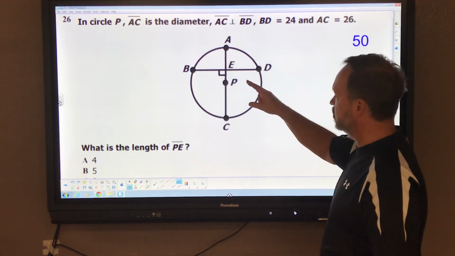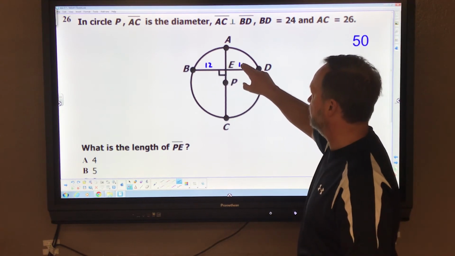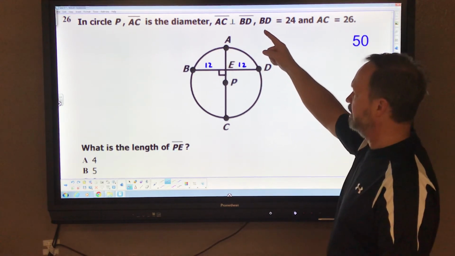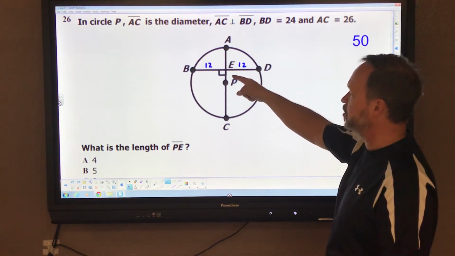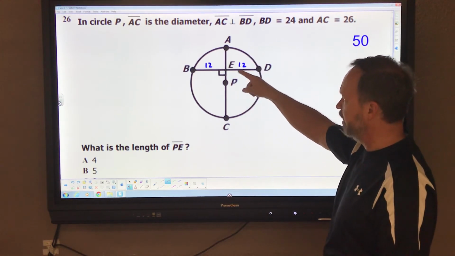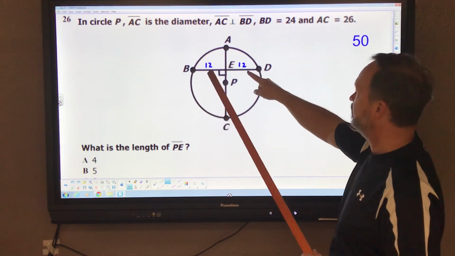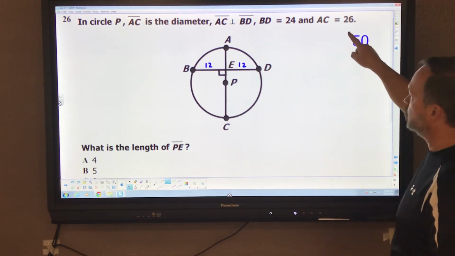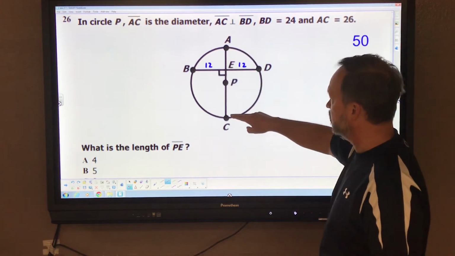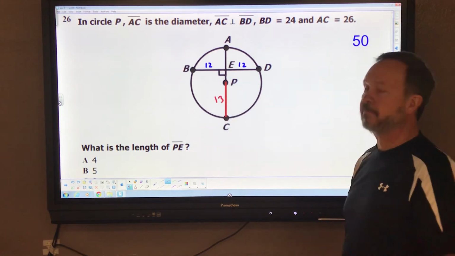So I'm just going to put this little, if BD is 24, one of the things we know is that that's 12 and that's 12. In other words, when a chord intersects a radius or a diameter and creates a perpendicular situation, then the diameter or the radius bisects the chord. So if that's 24 in all, it's 12 and 12. They also tell me that AC is 26. Now AC is this whole thing right here, 26. The diameter is 26, which means a radius is 13. Do you agree? Radius is 13.